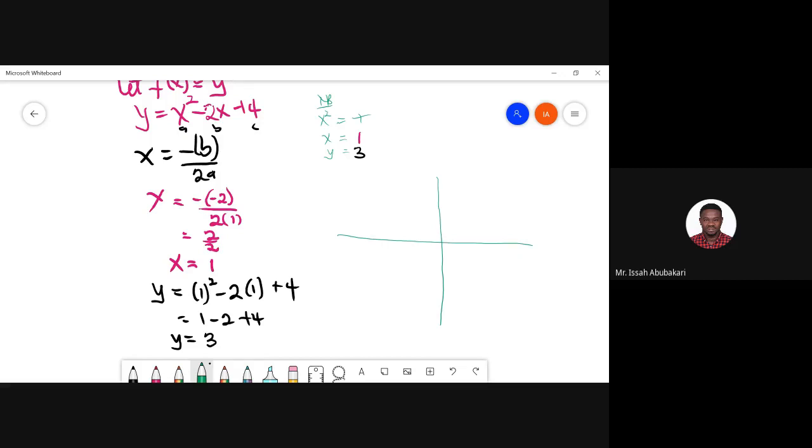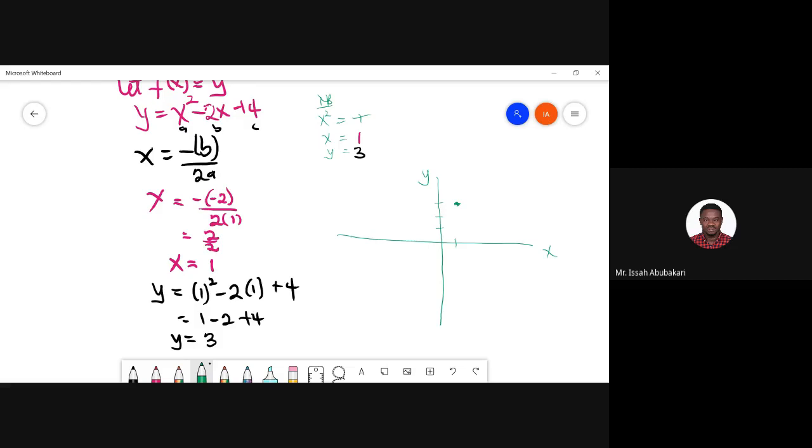Okay. This is our y values, and this is our x values. Now, the sign of x squared is positive, so it's going to be in the form of what? U shape. And then x value is 1, let's say 1 here, positive 1. Y value is positive 3, so we go up 1, 2, 3. So when you plot this, where would they meet? They will meet here, right? So if they meet here, it simply means that will be the turning point for this graph.